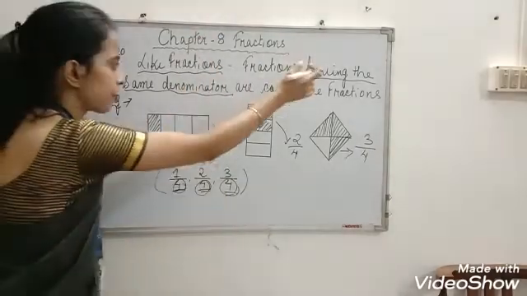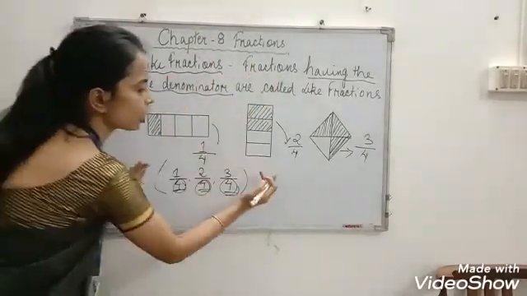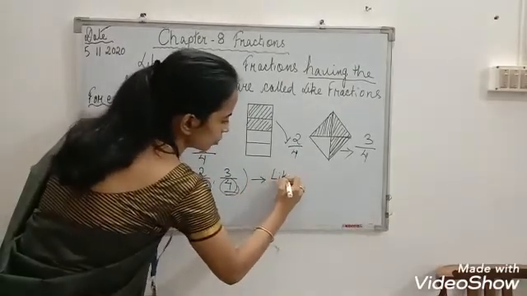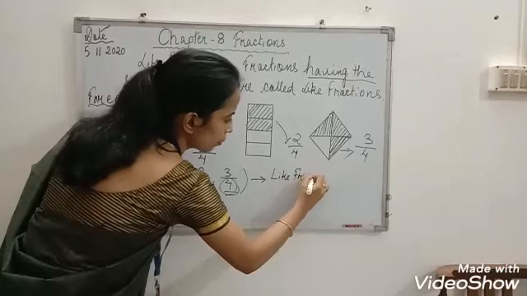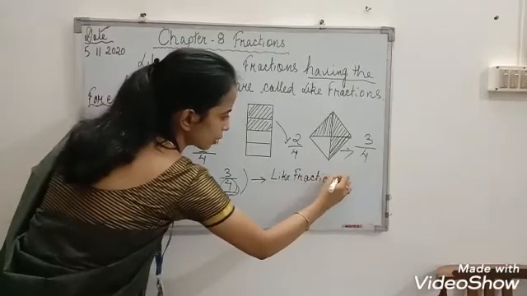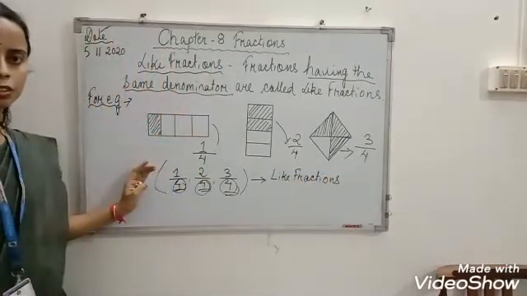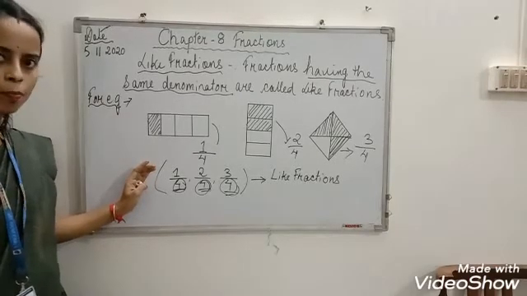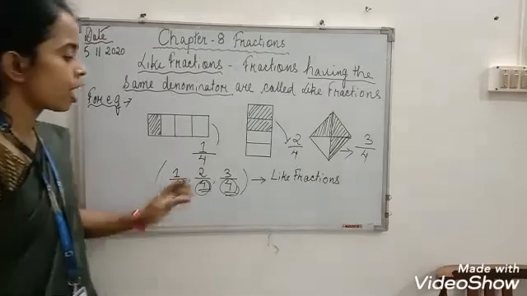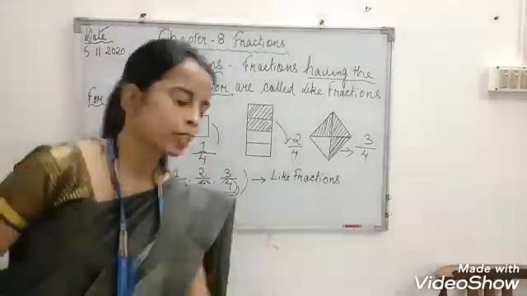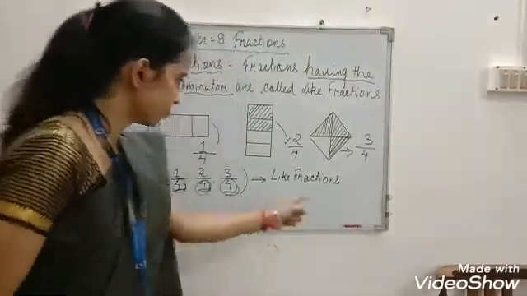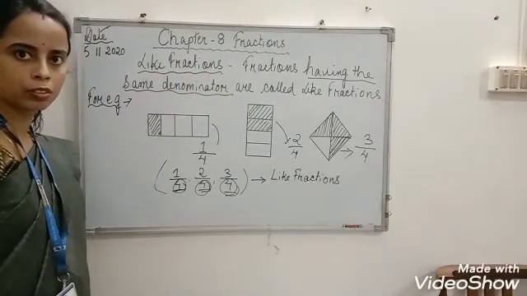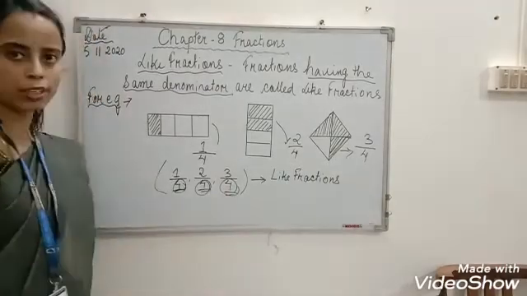When fractions have the same denominator, what do we call them? We call them like fractions. Got it, children? Clear? Now, how are you going to compare like fractions? Which one is greater? Which one is smaller?